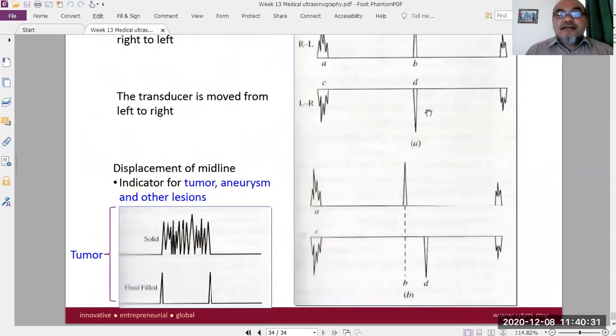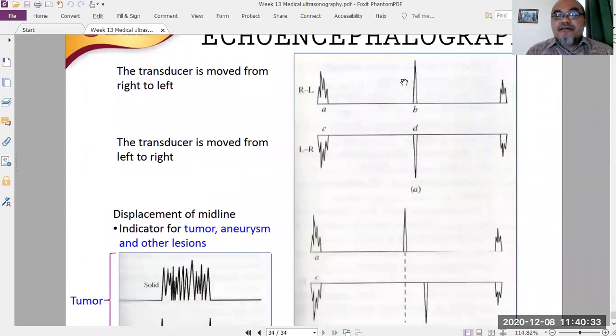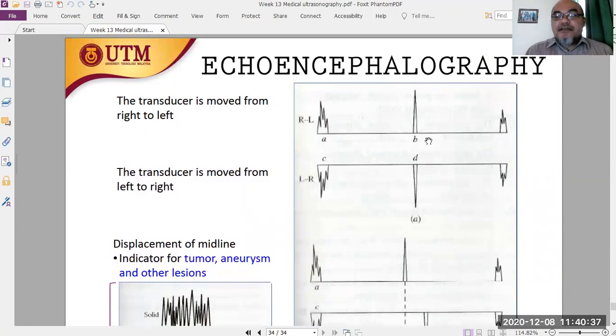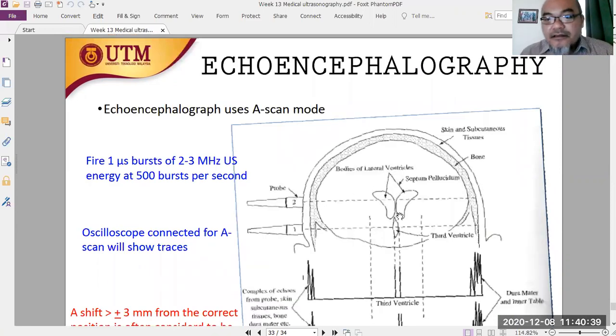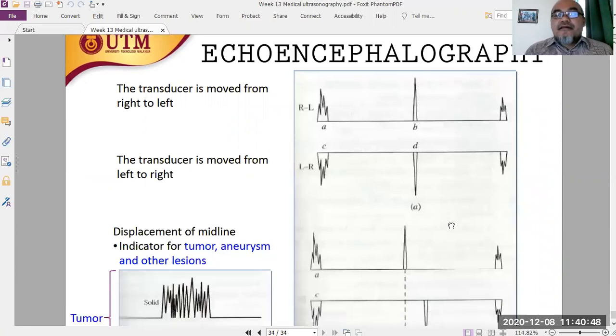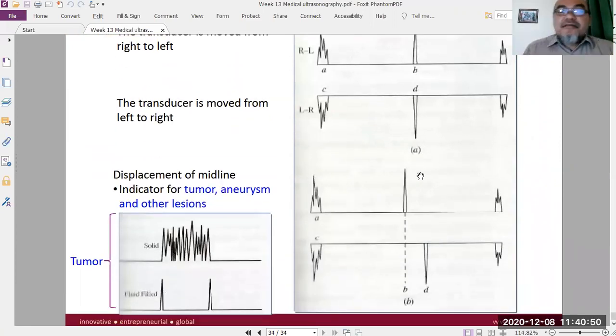Displacement of the midline here, if there is, this is normal, okay, so it means there is a peak in the middle here due to the lateral ventricle bodies and septum pellucidum in the middle of the brain. Yeah, there's a gap there between the two brains.